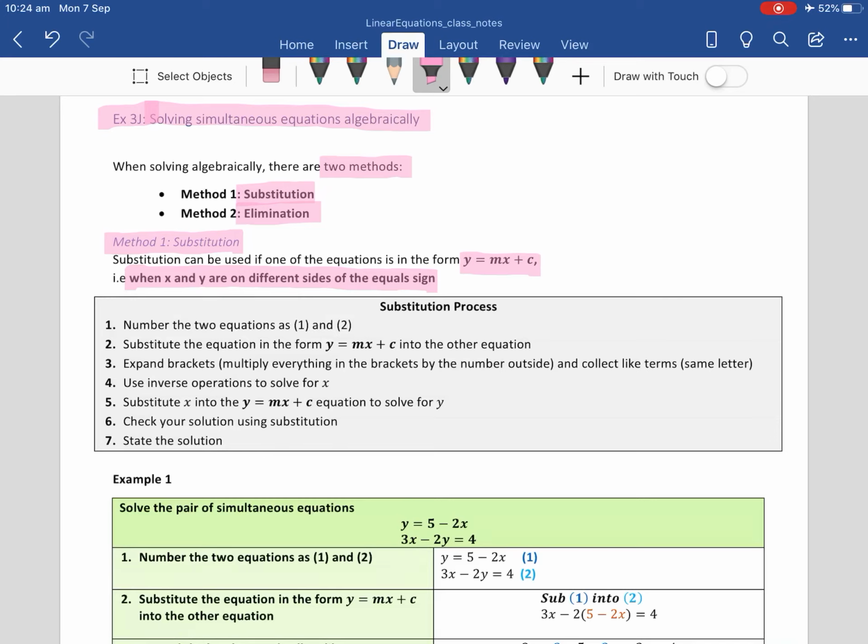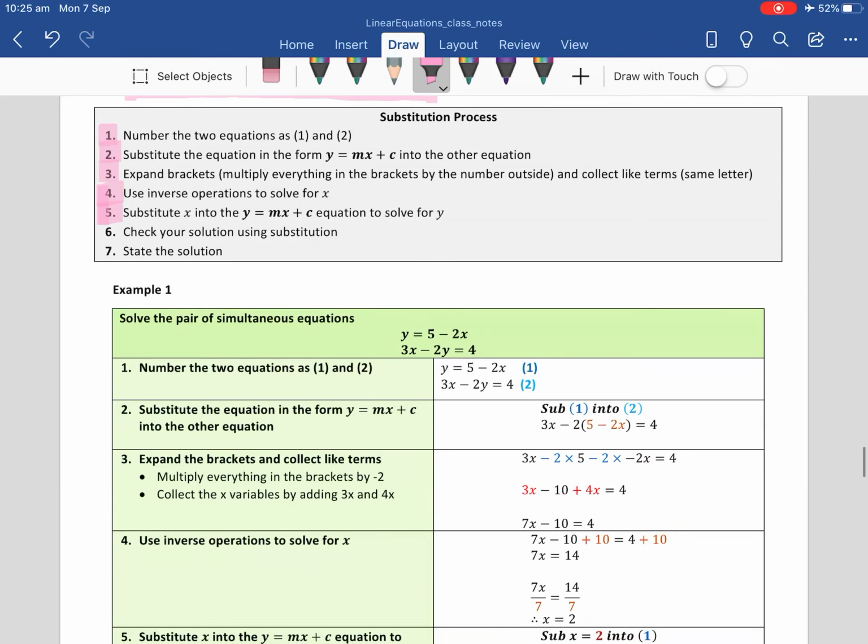So, the process. The first one is number the two equations 1 and 2. Then you substitute the equation in that form into the other equation. Then you expand, you solve for x. Once you find x, you substitute it back into the original equation to solve for y. So it'll make more sense in an example.